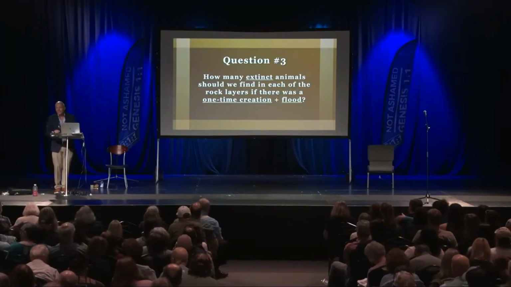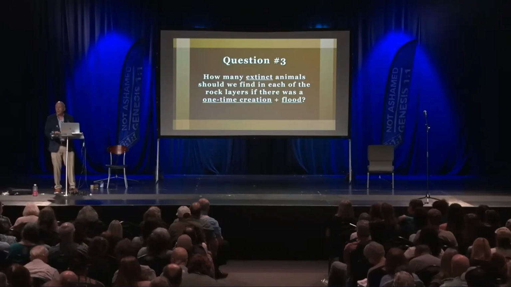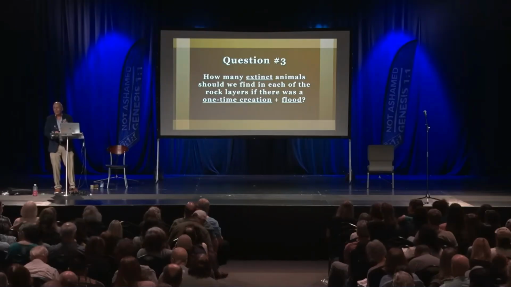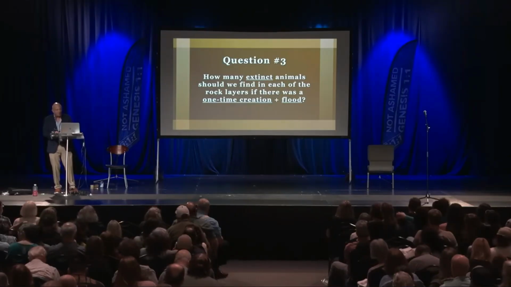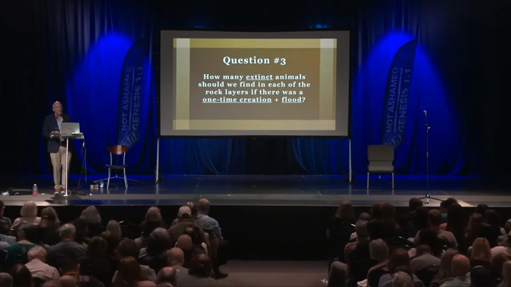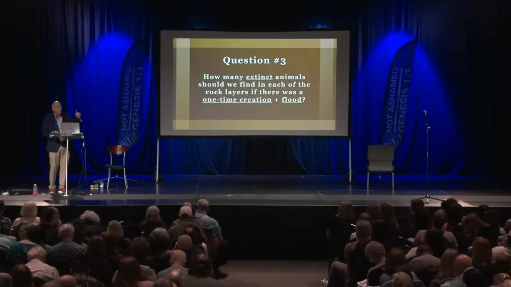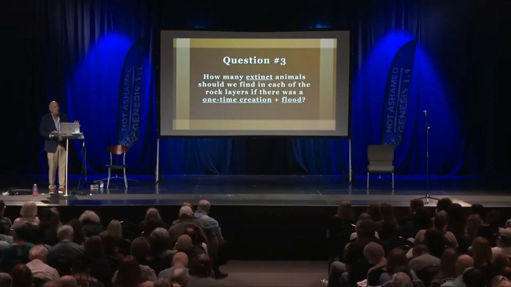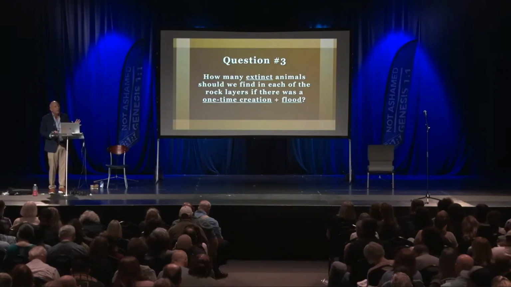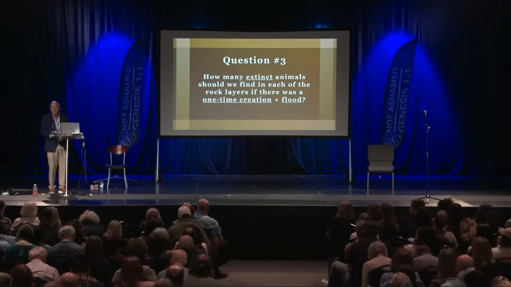Now, we're going to deliver the coup de grace. We're going to do the checkmate on this thing. We already said there's saltwater animals in every layer. We already said there's modern animals in every layer. But how many extinct animals should you find in every layer if there was just Noah's flood, okay?